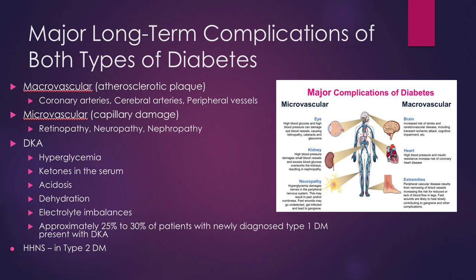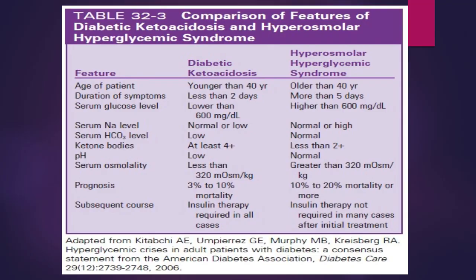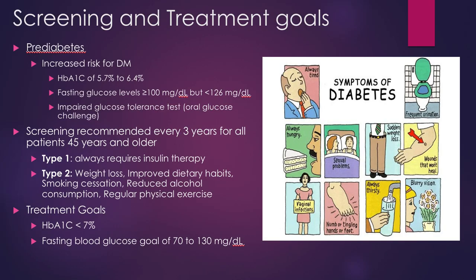Long-term complications, remember that we've got macrovascular and microvascular changes. And then when we're talking about emergent situations, you've got DKA with our type 1 diabetes and HHS or HHNS in our type 2 diabetes. We talked about both of those in patho. Here's a comparison chart for those.